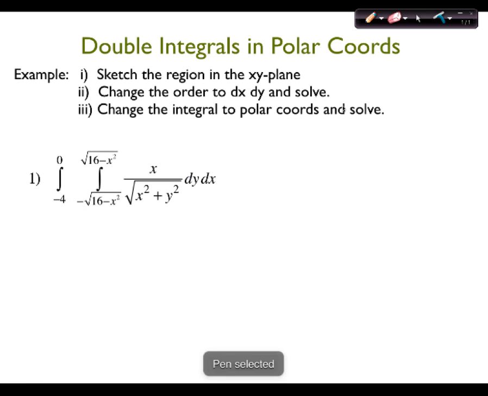No, we have time. So you're going to change the order to dx dy and solve it. And then we're going to change the integral to polar coordinates and solve it. How are we going to determine the limits from the polar coordinates? What's that going to be a matter of looking at? And how will we figure those out? From what?